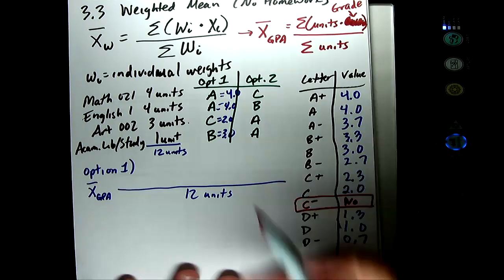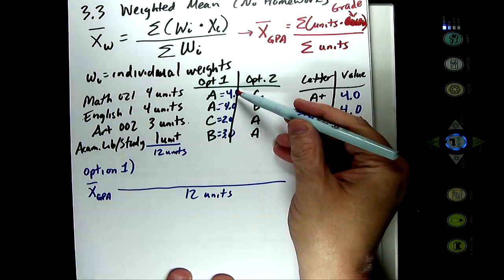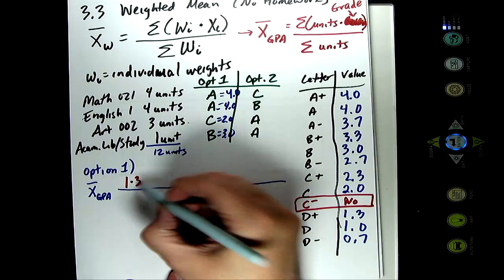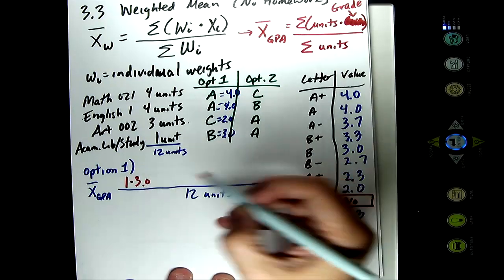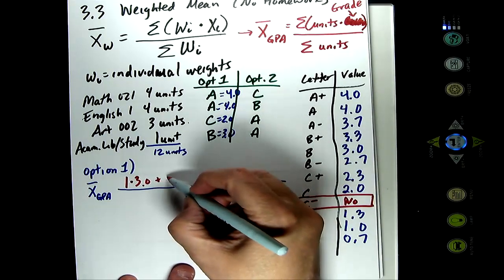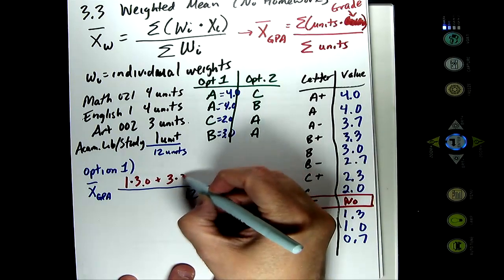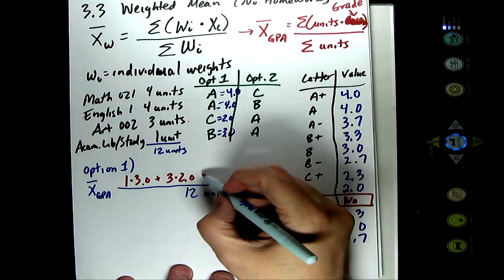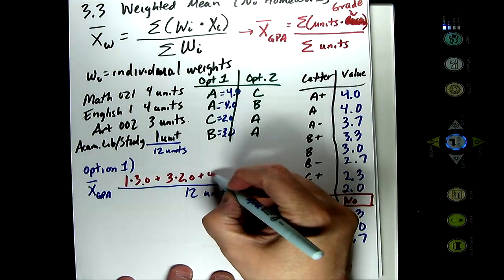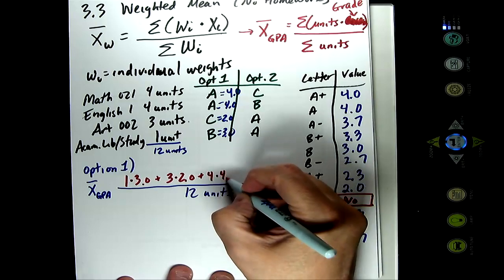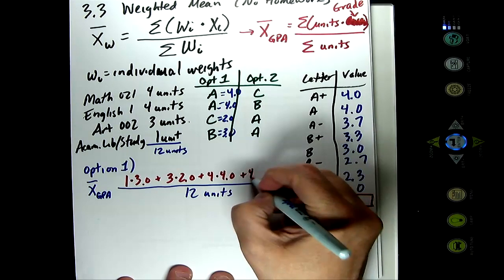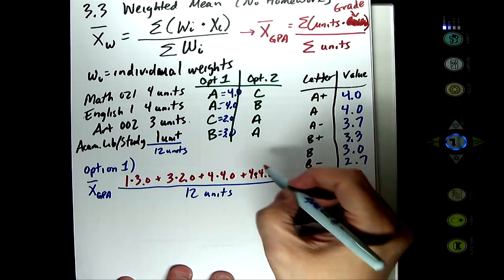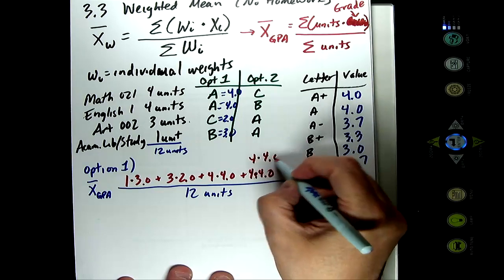We are going to take our units times our grade average. The library study, I had 1 unit and I got a 3.0 in it. And then art, I had a 3-unit course and I got a 2.0 in it. So I'm going to multiply the 3 by the 2.0. And then both the math and the English are 4 units and I'm multiplying them by 4.0.